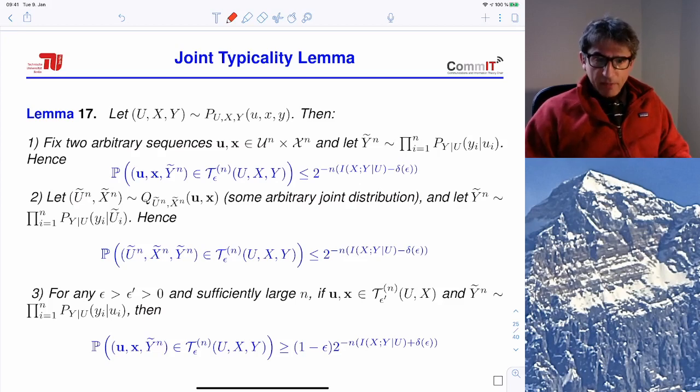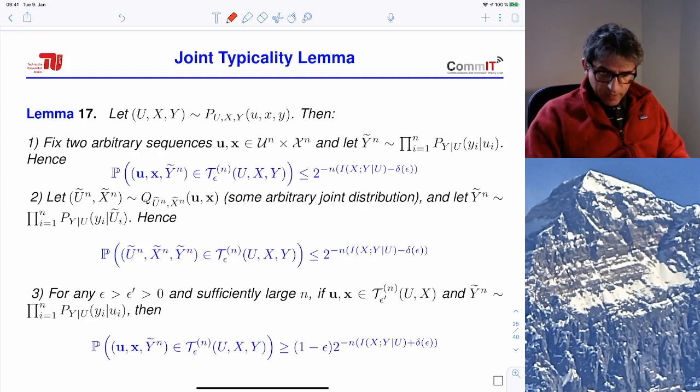So the joint typicality lemma says the following. Basically, it's a bound on the probability that two independently generated sequences that are individually typical happen to be also jointly typical. But we want to formulate this in a sufficiently general form that will be useful in several different proofs as a building block. So we consider a conditional version of this lemma that says the following.